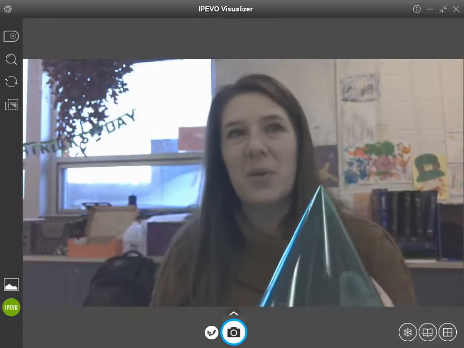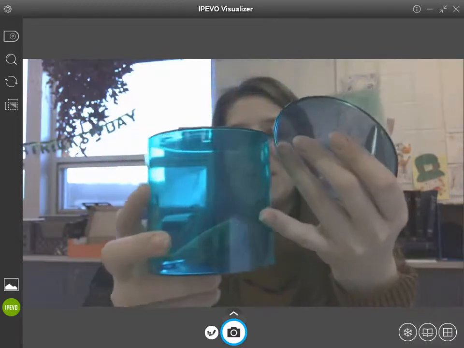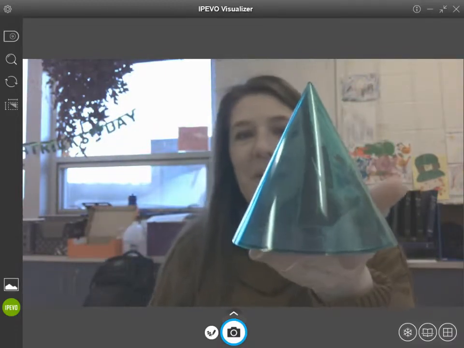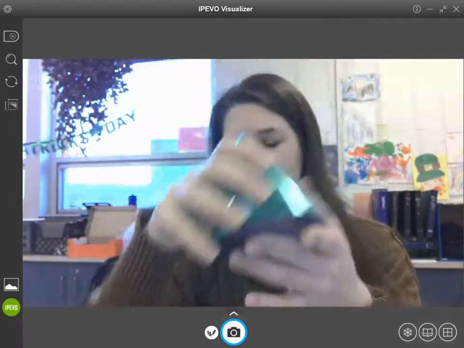So, circles are their own thing. This reminds me of the idea of a prism with the parallel sides, but we don't have the rectangular edges. This reminds me of a pyramid as in it comes to the top, but it has those round edges. So this is your cone.